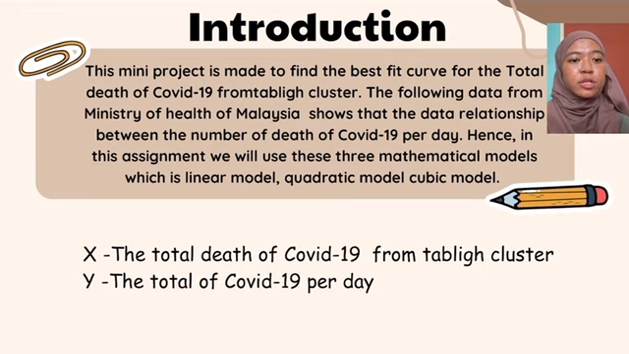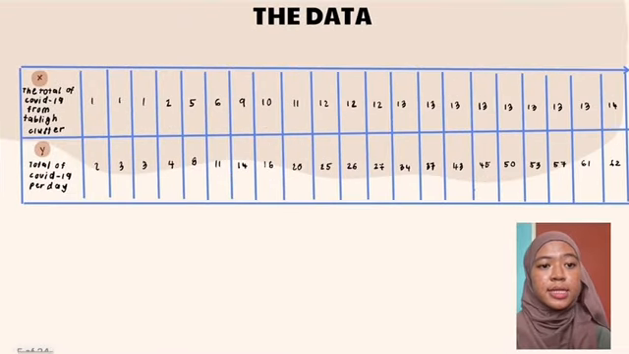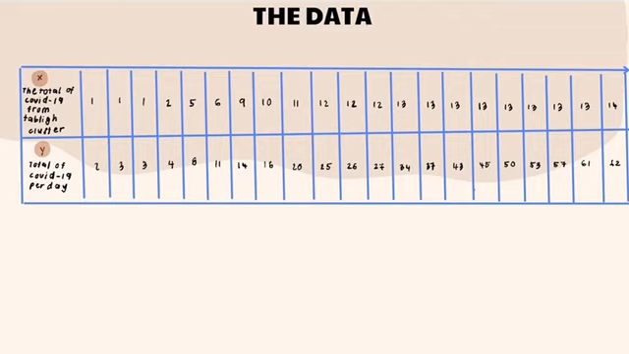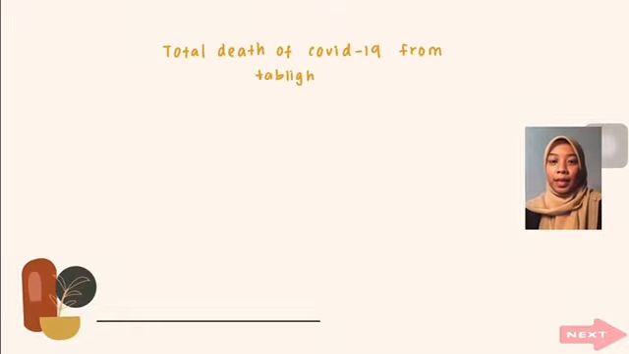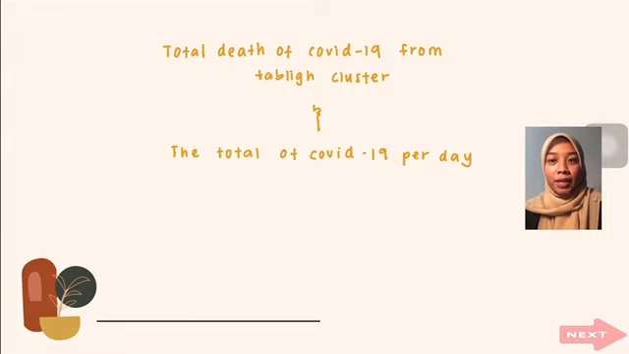We indicate the total death of COVID-19 from public cluster as X and the total of COVID-19 per day as Y. The next table will show the data of our project. Today, I would like to explain the relationship between the total death of COVID-19 from public cluster and total COVID-19 per day by using linear model.